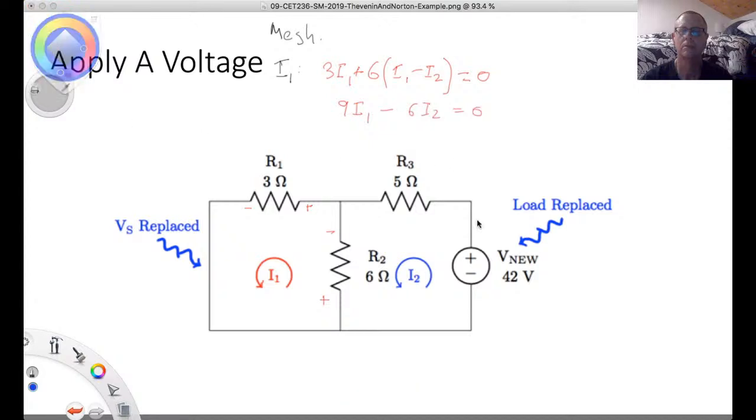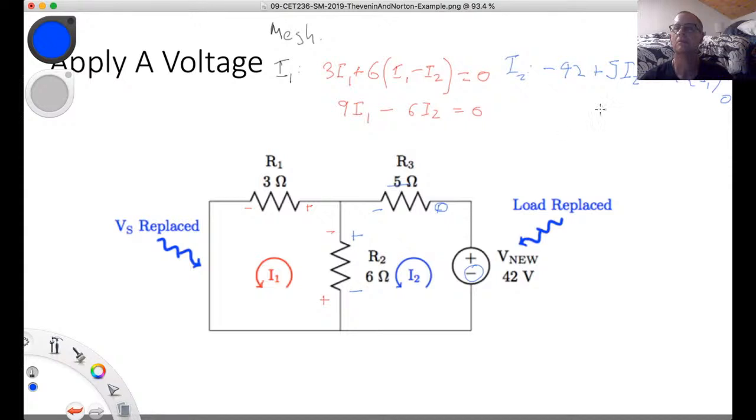So then let's have a look at the I2 mesh, and the I2 mesh is going around like that, so we have a plus there, a minus there, a plus there, and a minus there. So for the I2 mesh, we have minus 42 volts because we're going into the negative side of the V new supply, plus 5 times I2 because we're going into the positive side of the 5 ohm resistor, and then plus 6 times I2 minus I1, and that equals 0.